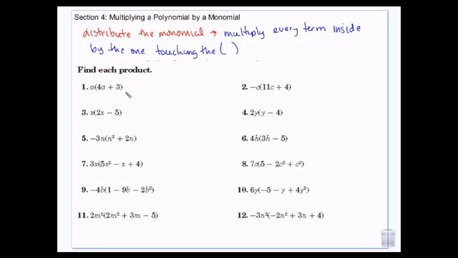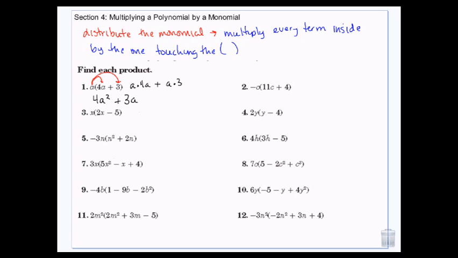Okay. So in this case we have an a. So I'm going to take this a and I'm going to do a times 4a and a times 3. To write that out, it would be a times 4a plus a times 3. That's the distribution, but we don't obviously write it that way. But a times 4a, a times a is a squared, because 1 plus 1 is 2. And then a times 3 is 3a.